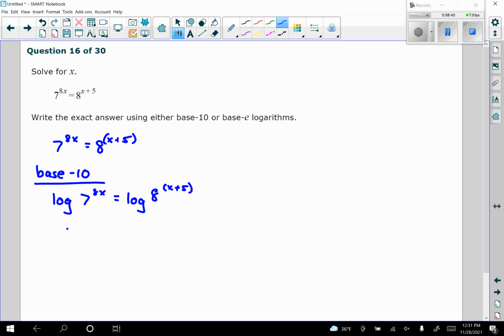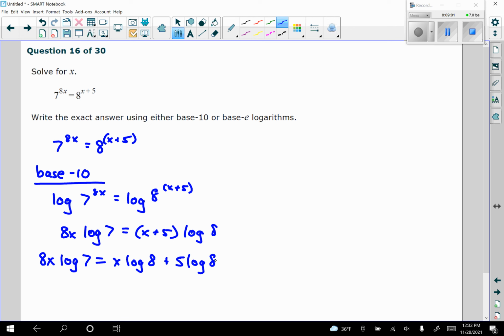So this would give us 8x times log 7 is going to equal the quantity x plus 5 times log 8. I want to distribute the log 8 over here because I need to get my x terms all to one side. So we'll have 8x log 7 is going to equal x log 8 plus 5 times log 8. So now I can bring my x terms to one side. So we'll get 8x times log 7 minus x times log 8 equals 5 times log 8.